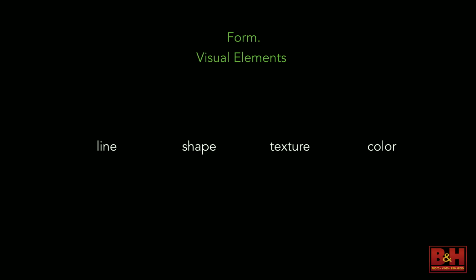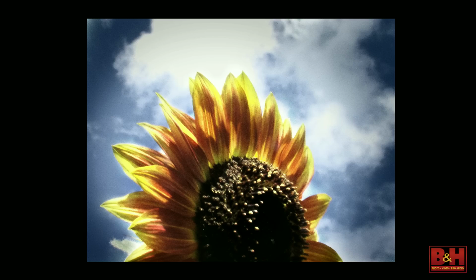So the basic building blocks for all photographs are line, shape, texture, and color. Those are our formal elements of a photograph. Line, shape, texture, and color. So these are always things that you can talk about if you're at a loss for words, things that we can identify in a photograph when we're talking about it, okay?